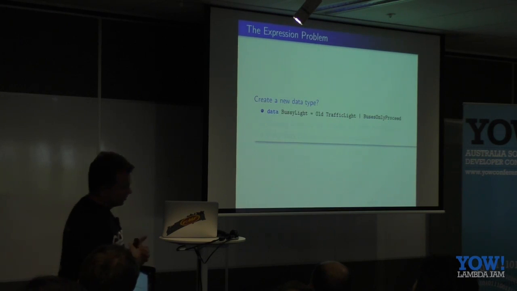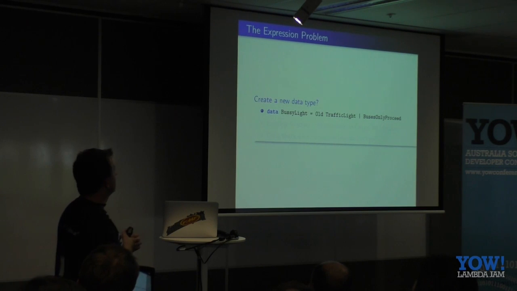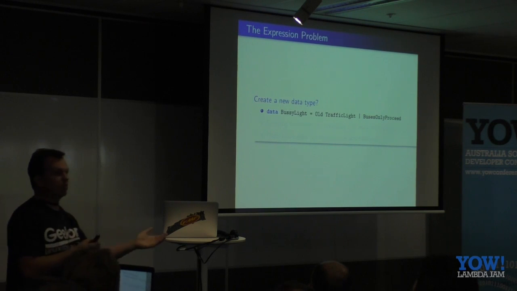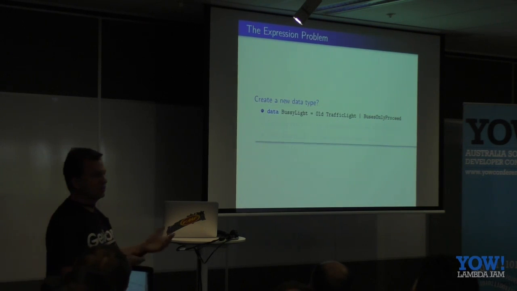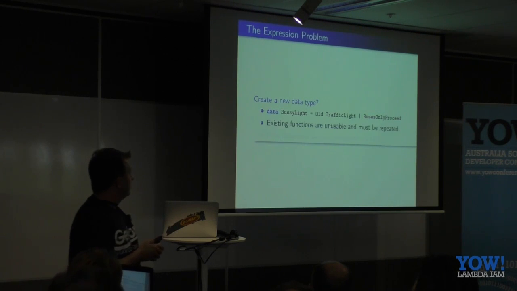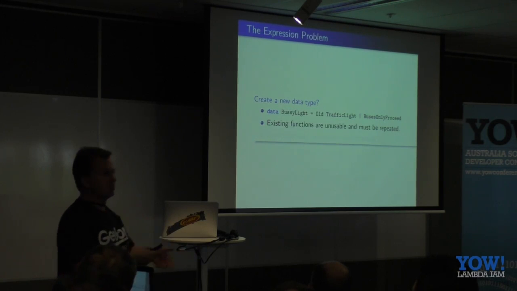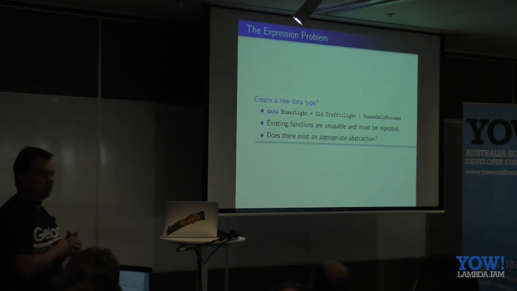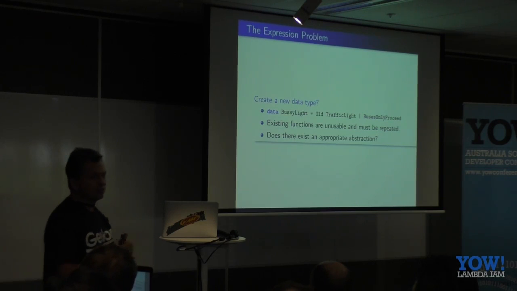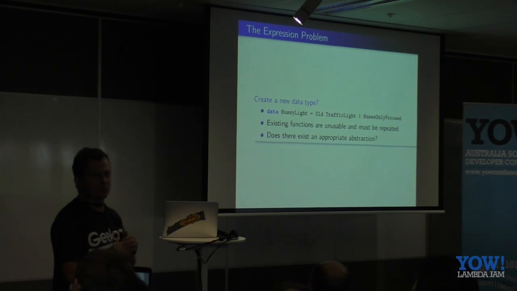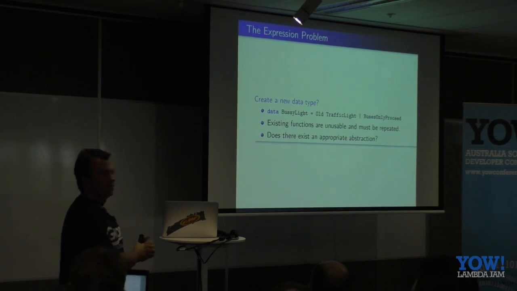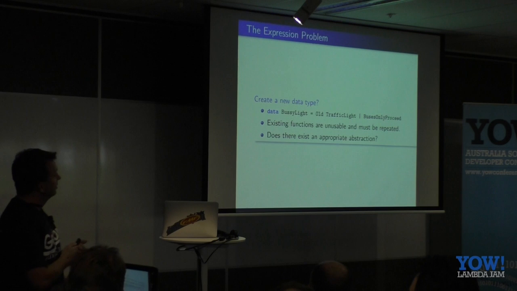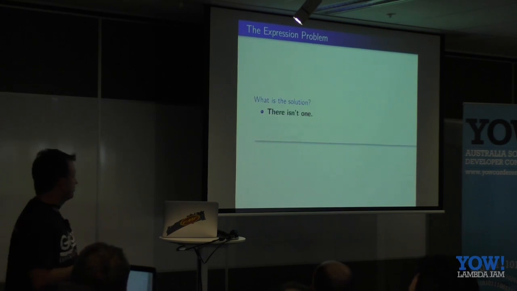one way to get around this is to create a new data type, and that is to say reference the old data type, the traffic light, as well as the new case. However, the cycle function will need to be updated. And this is a question that has tormented me for years, which is, does there exist an appropriate abstraction around this? How do I get around this constant trade-off?